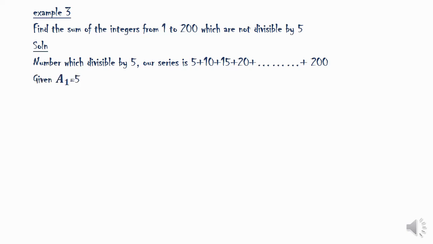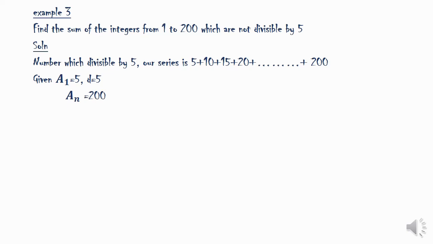Given, the first term is 5. Common difference: when you take 10 minus 5 you get 5, 15 minus 10 you get 5, 20 minus 15 you get 5. So the common difference is 5. Kwa ukichukua 10 toa 5 unapata 5, ukichukua 15 toa 5 unapata 5, ukichukua 20 toa 5 unapata 5, hadi utakapofika temu hizo ambazo namba zinagawanyika kwa 5 hadi zifike 200.